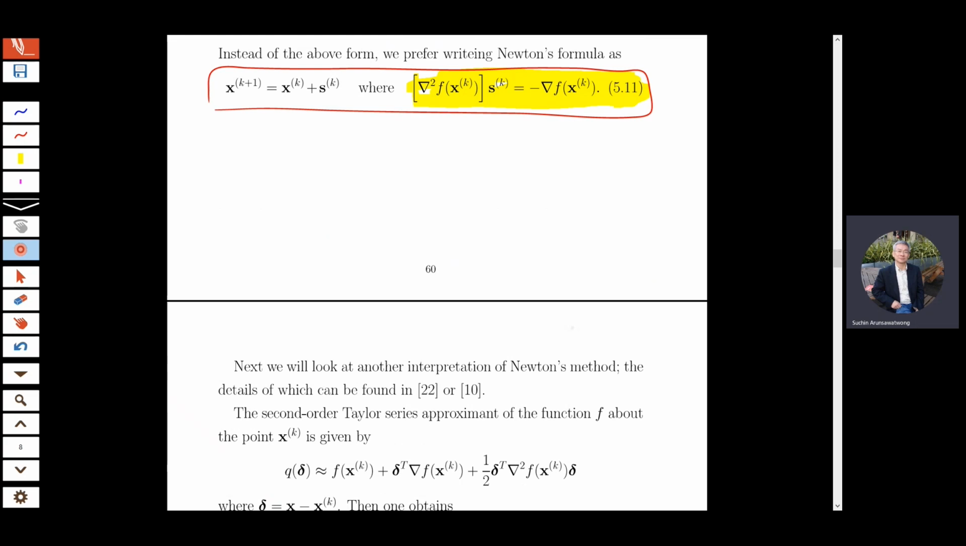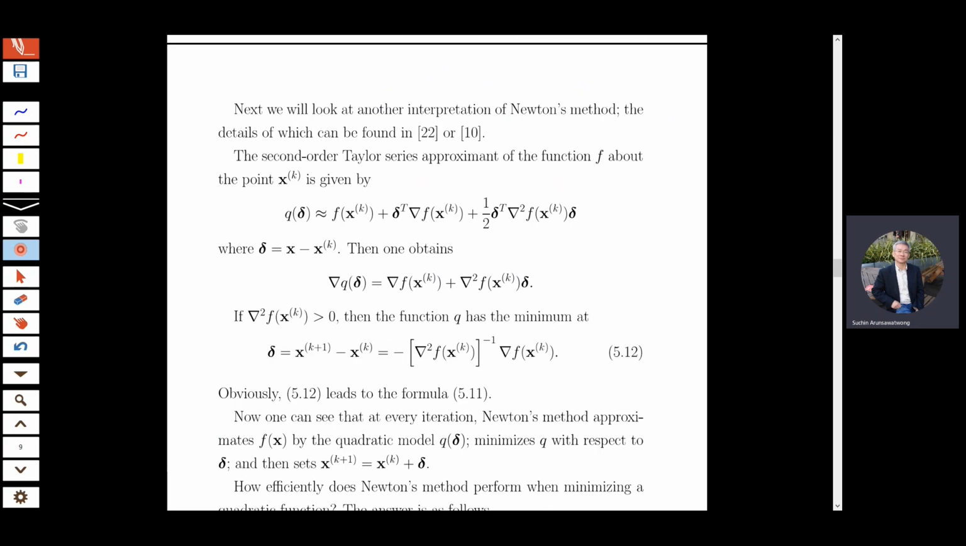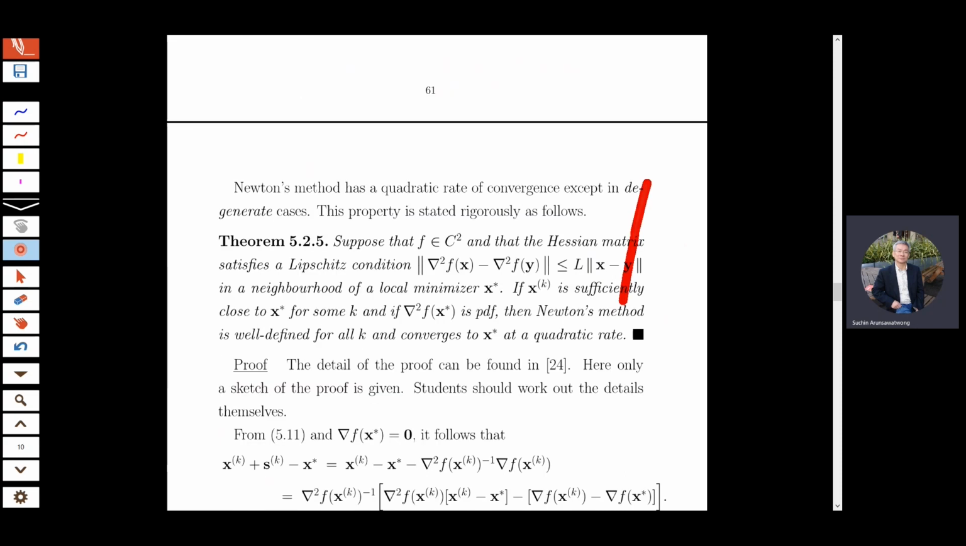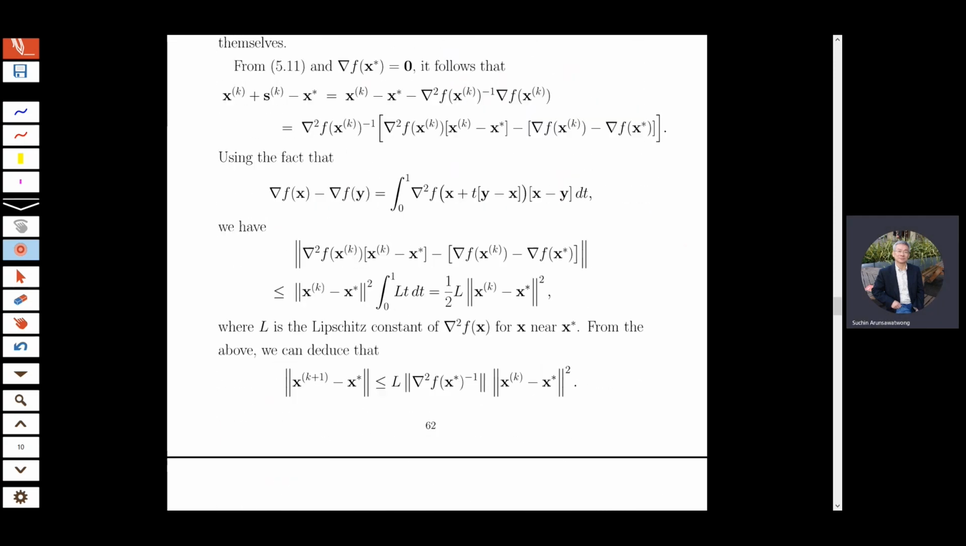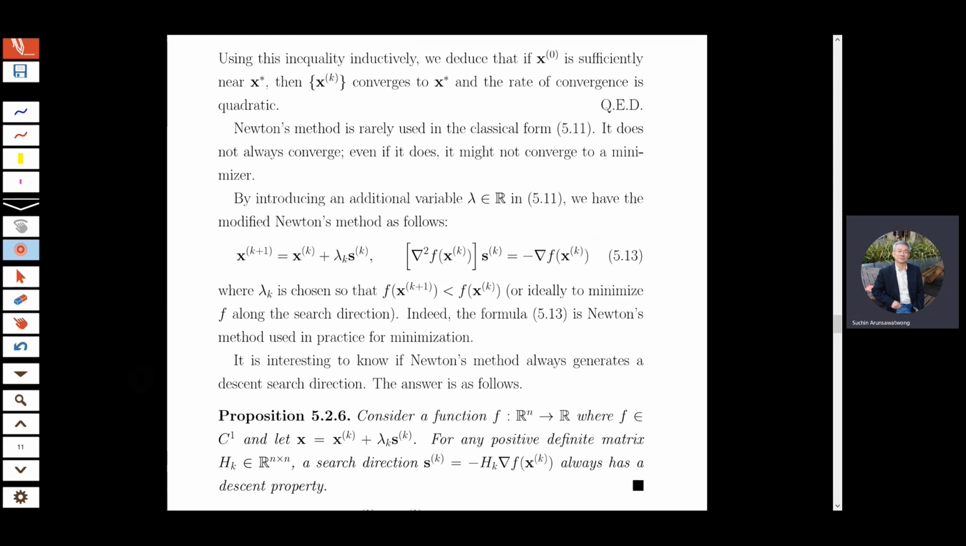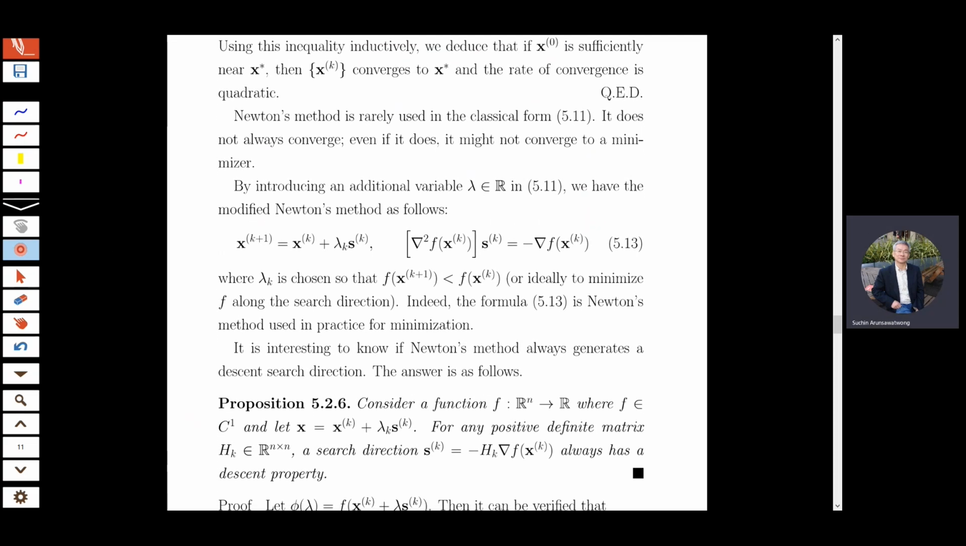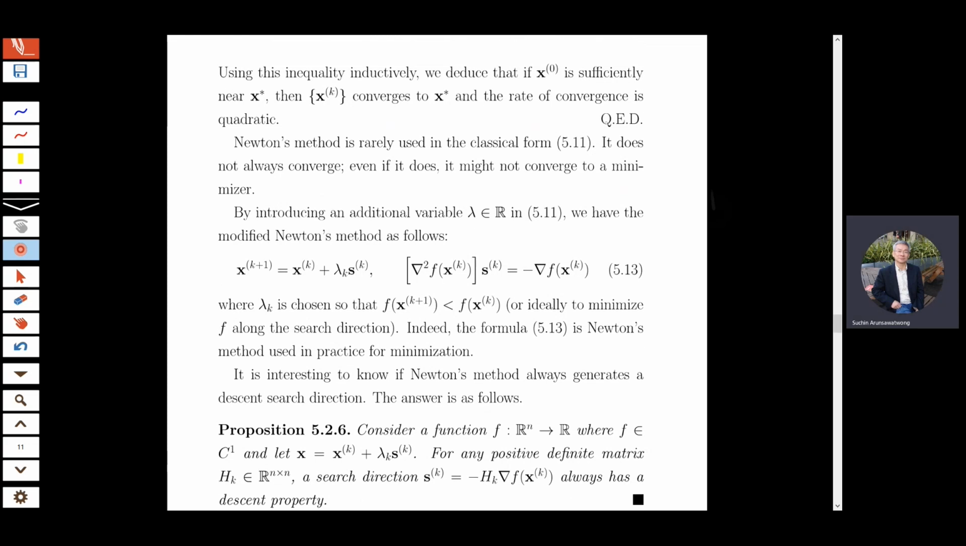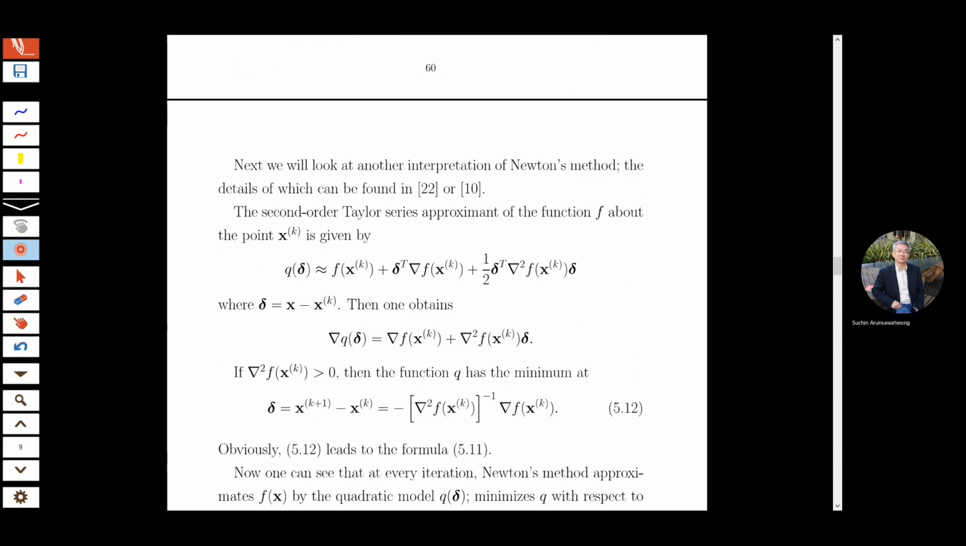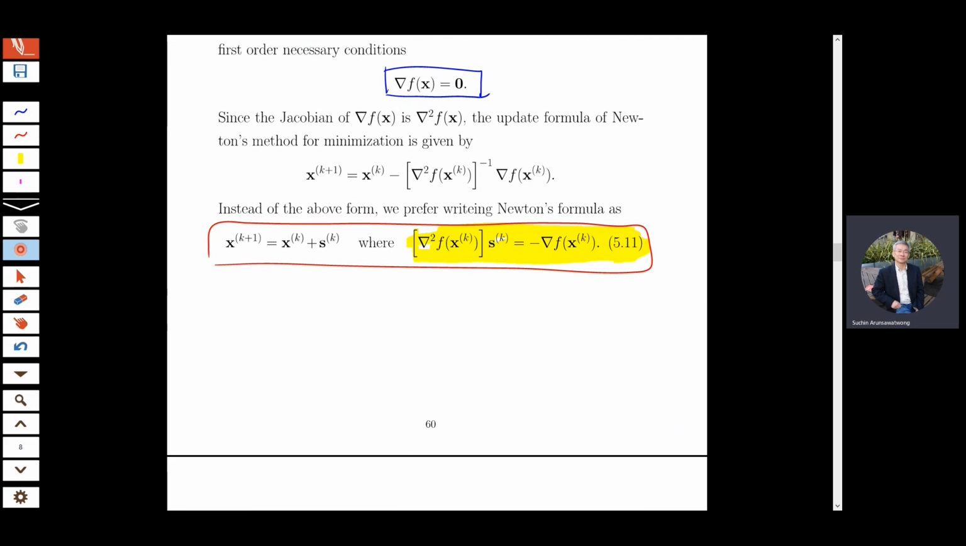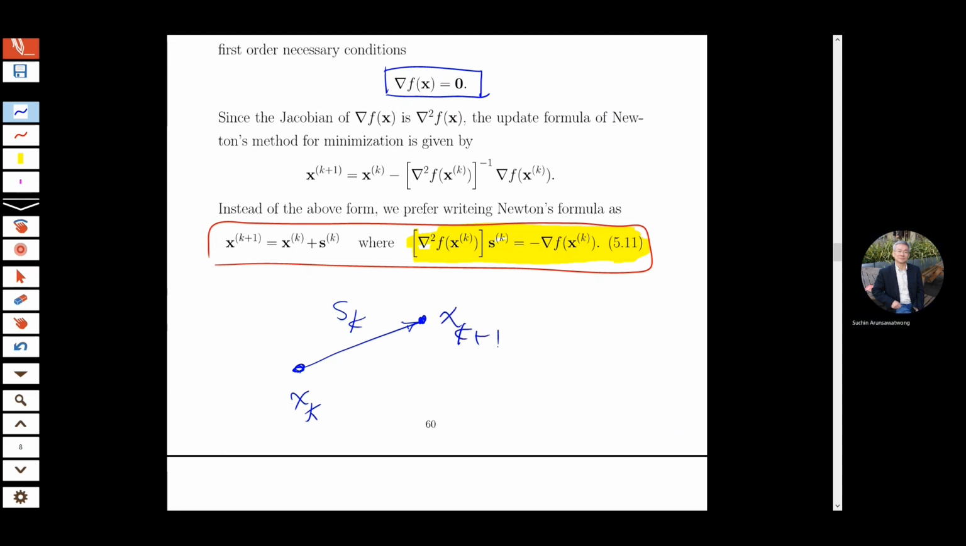What we do is introduce an additional variable, lambda, which is the step length. From here, you see that we update the iterate. This is xk, then this is sk, and this is the xk+1.